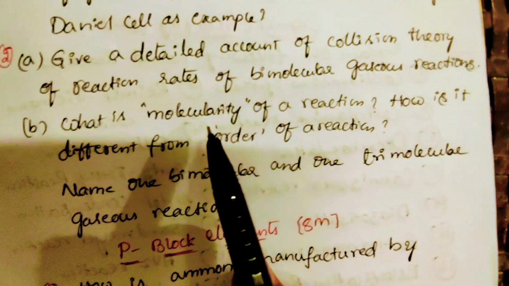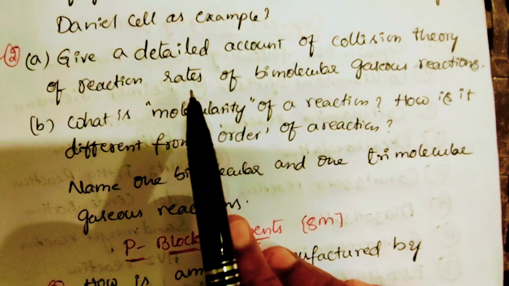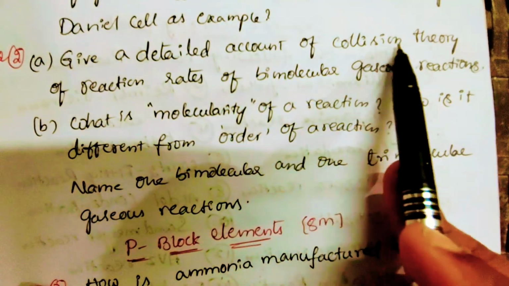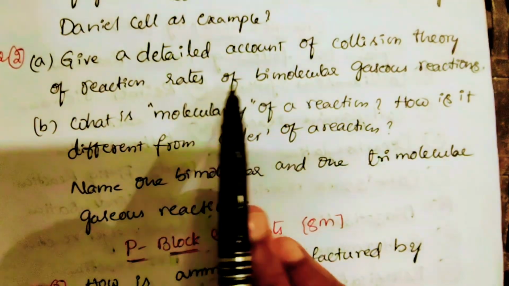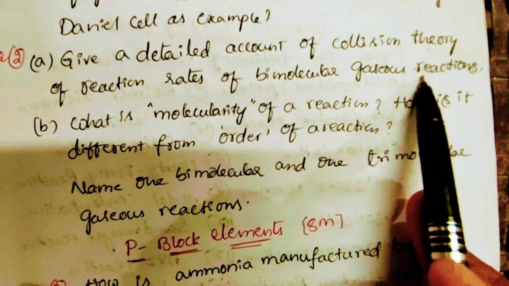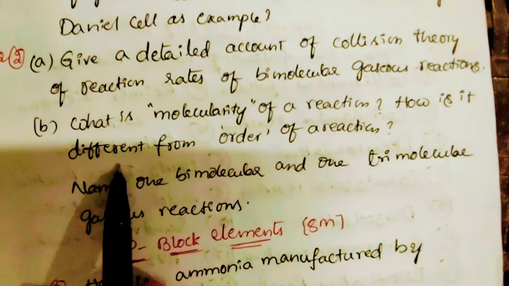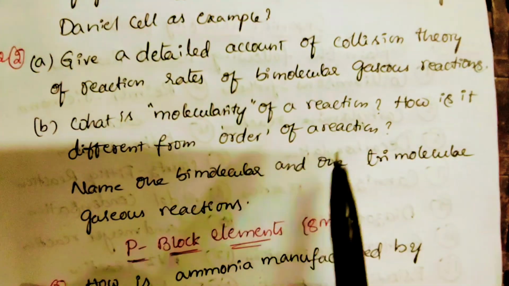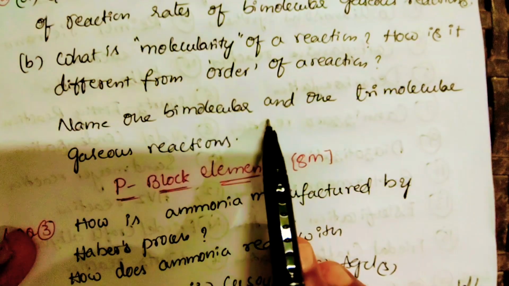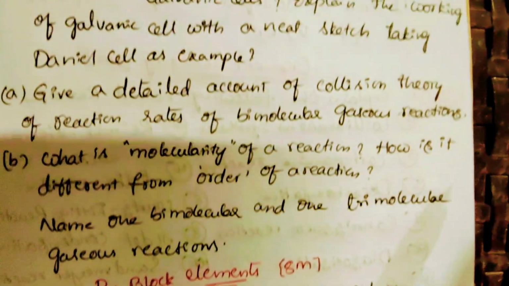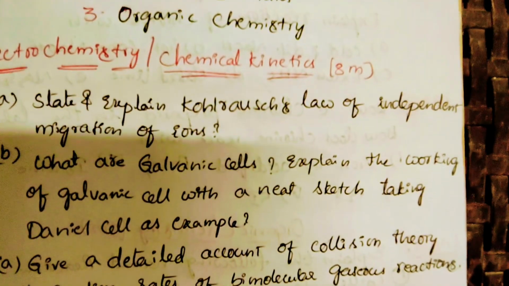Let us see the second important question from chemical kinetics or electrochemistry. Give a detailed account of collision theory of reaction rates of bimolecular gaseous reactions. What is molecularity of a reaction? How is it different from order of a reaction? Name one bimolecular and one trimolecular gaseous reaction. So these are the two important questions from the lesson.